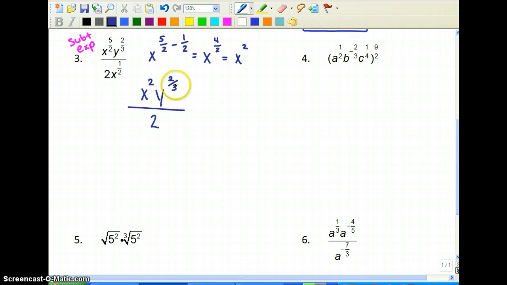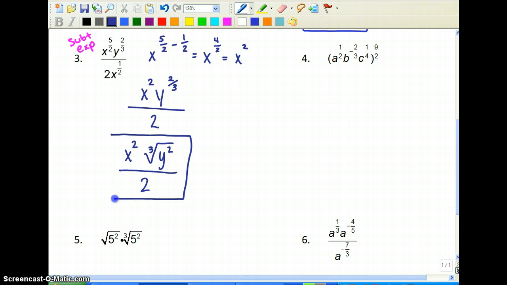Well, I can't leave my answers in rational exponents, so we need to write that as x squared times the cube root of y squared all over 2. Again, check and make sure. Does 3 go into 2? No. We don't have any radicals in the bottom, so you're done. So all you're doing is applying your rules.